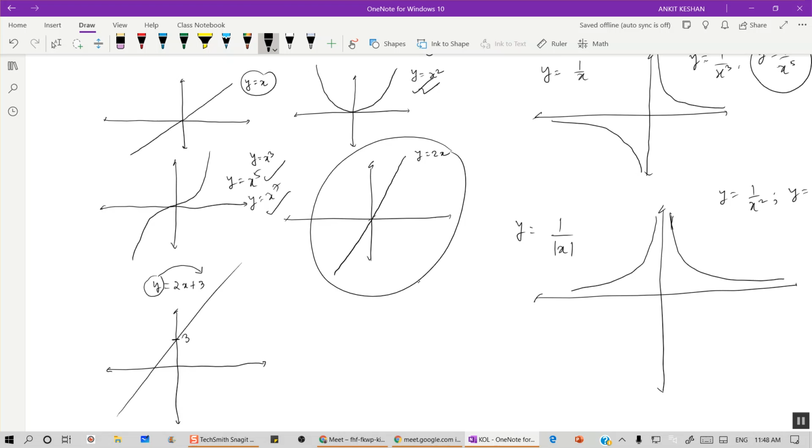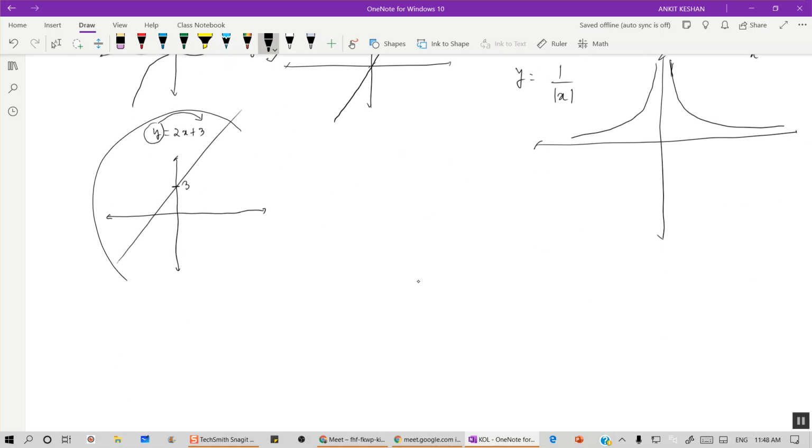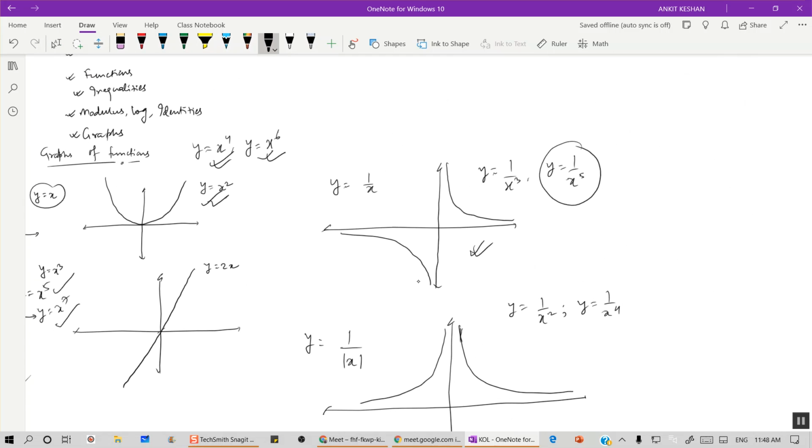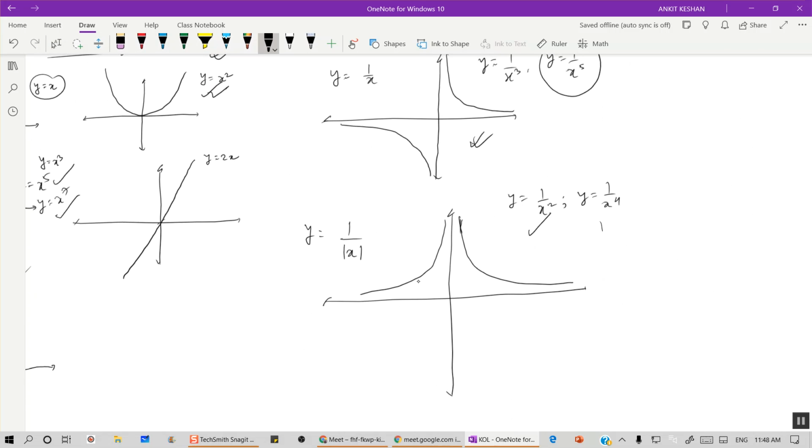This is y equal to 2x. This is y equal to 2x plus 3. This is y equal to 1 by x. This is y equal to 1 by x square, 1 by x power 4.